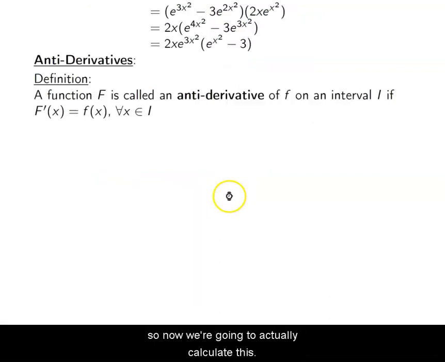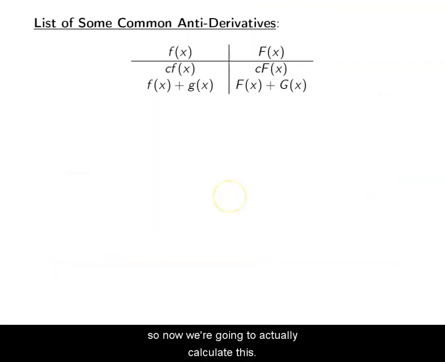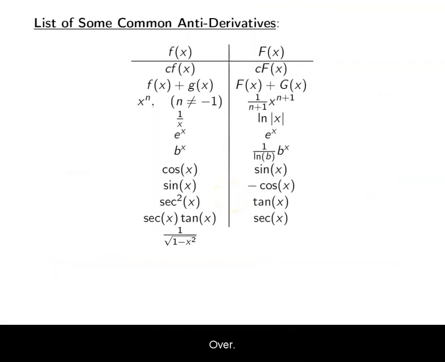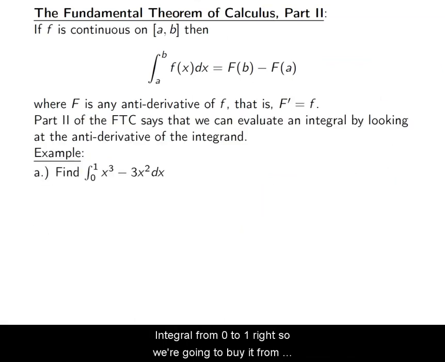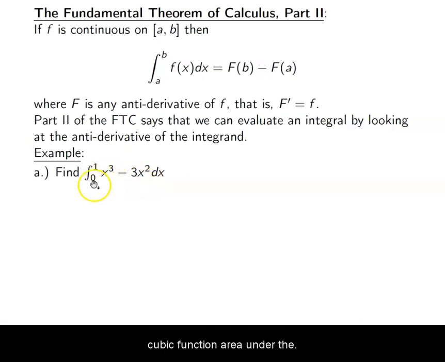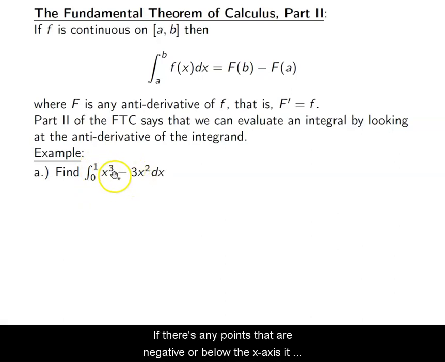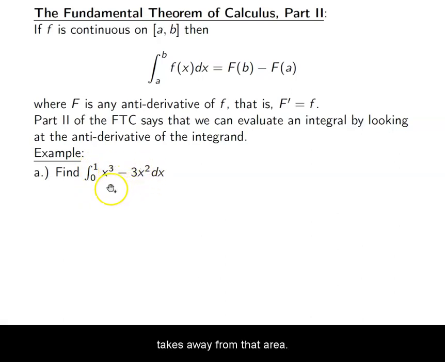So now we're going to actually calculate this integral over an interval from 0 to 1. So we're going to bound it from 0 to 1. We want to know what is the area under this cubic function from 0 to 1? If there are any points that are negative or below the x-axis, it takes away from that area between those bounds of 0 to 1.